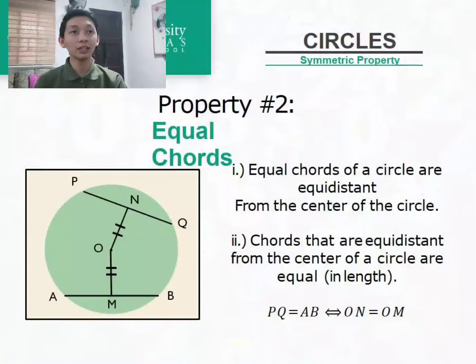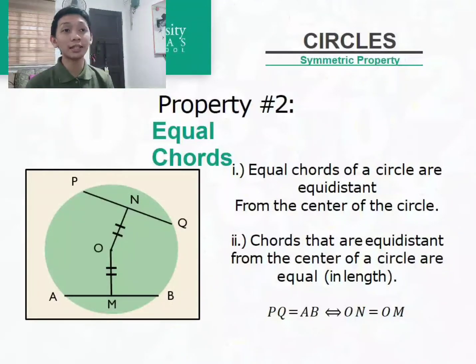Okay, next property number 2 is equal chords. So according to this, equal chords of a circle are equidistant from the center of the circle. Also, chords that are equidistant from the center of a circle are equal in length.